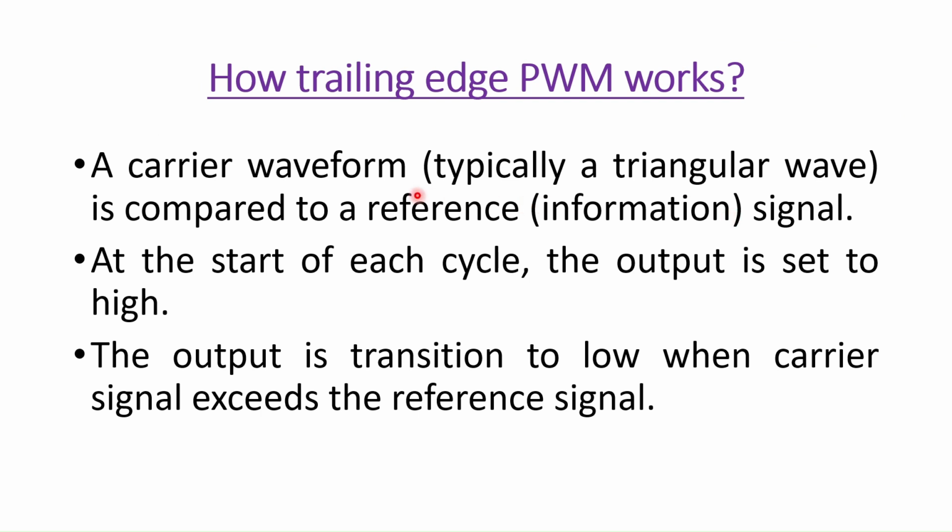So how does the trailing edge PWM work? We have a carrier waveform which is a triangular waveform. It is compared to the reference signal or our modulating signal, which we also call the information signal. At the start of each cycle the output is set to high, and finally the output transitions to low when the carrier signal exceeds the reference signal. So let us go into Vivado and we will see the VHDL code that we have written for implementing this PWM.